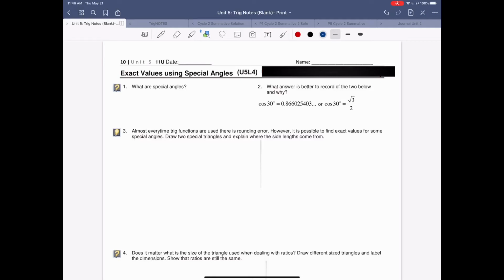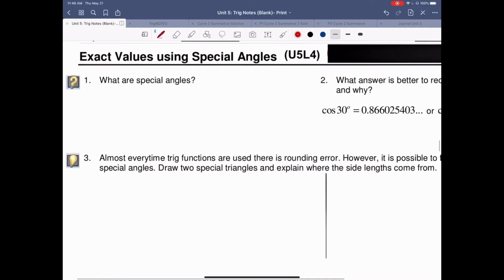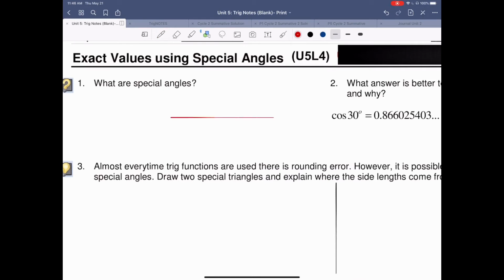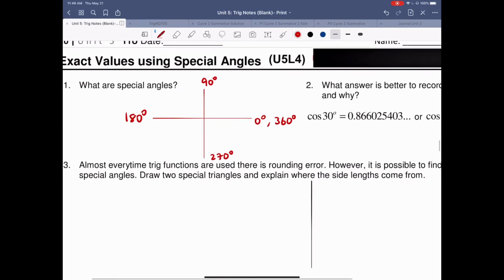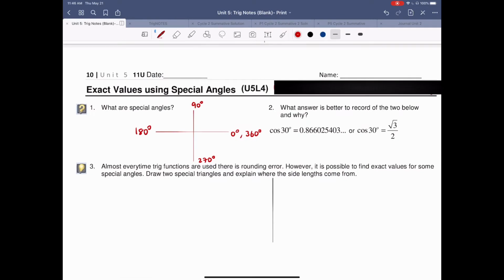This lesson is about finding exact values using special angles. We're going to use the unit circle when doing this. I'm going to start off by drawing the X and Y axis, which is represented by the red line. So we have here 0 degrees, 360 degrees, and then we have 90, 180 degrees, 270 degrees. So these are the angles that we have based on our unit circle.